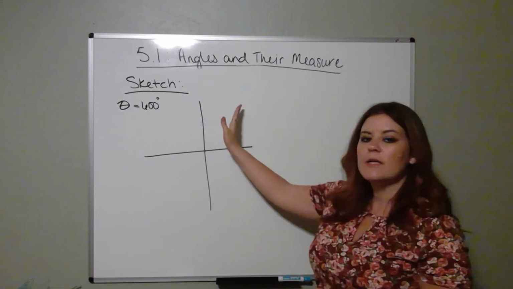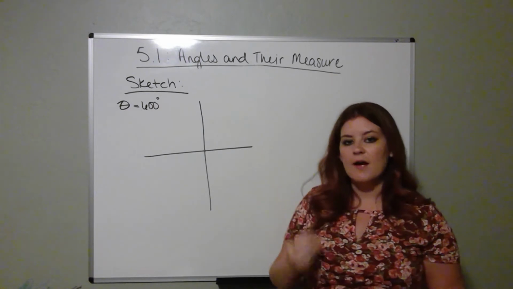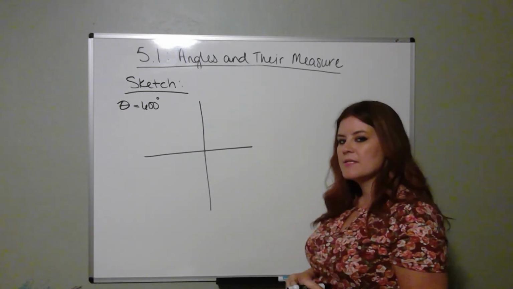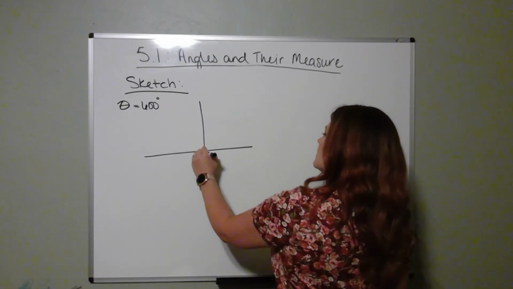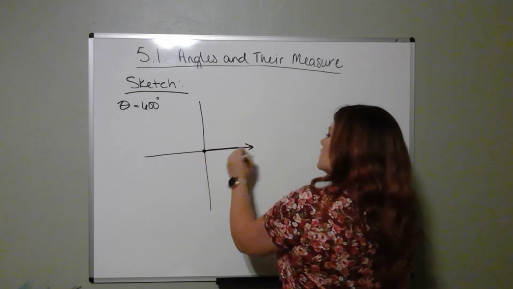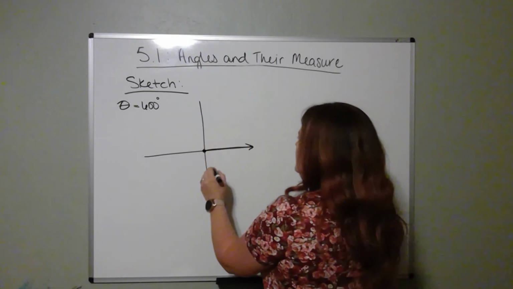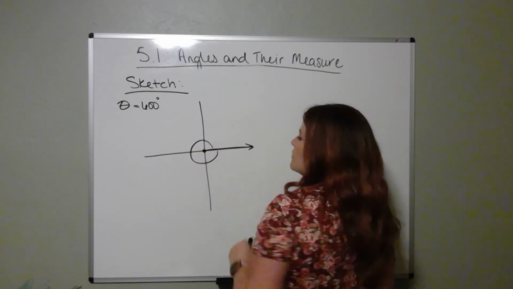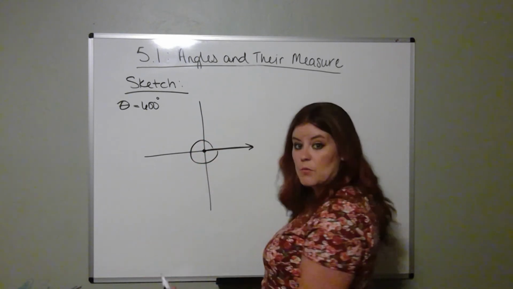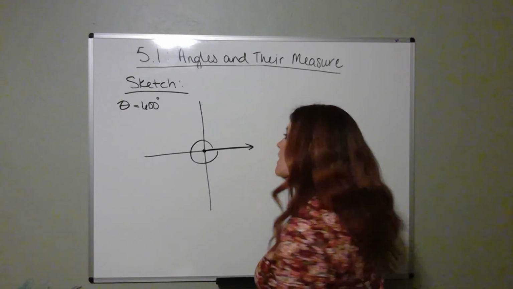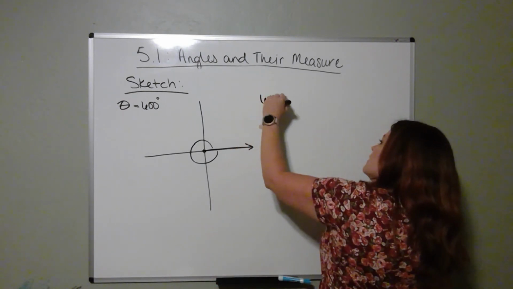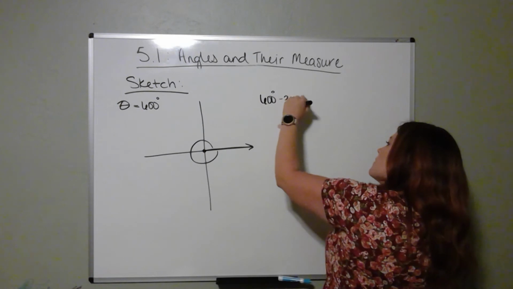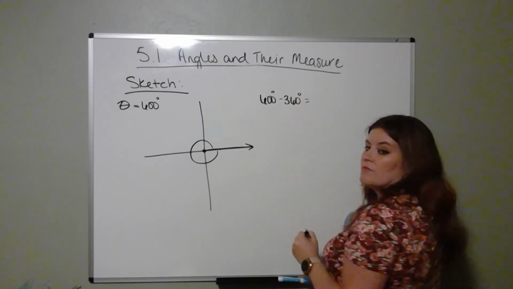It's not about where it lands, remember? It's about how it got there. So let's think about 600. Starting in standard position where the initial side is here on the positive x-axis, if we go all the way around once, we're at 360. But I need more than that. How much more than that? I'm going to calculate it. Let's take a rotation off and see what's left over.